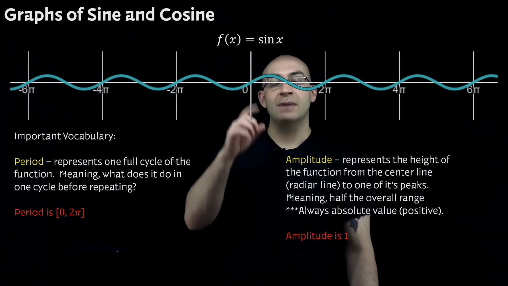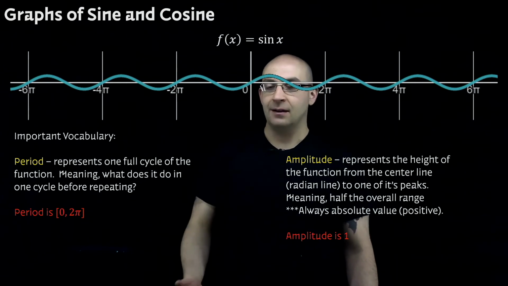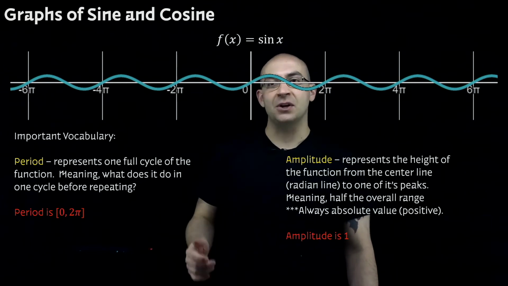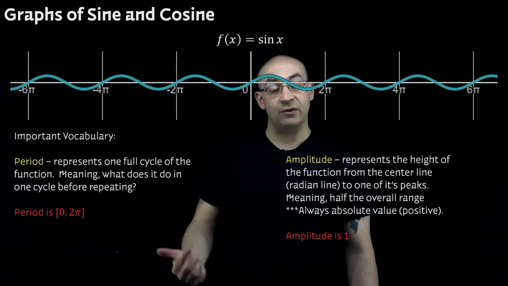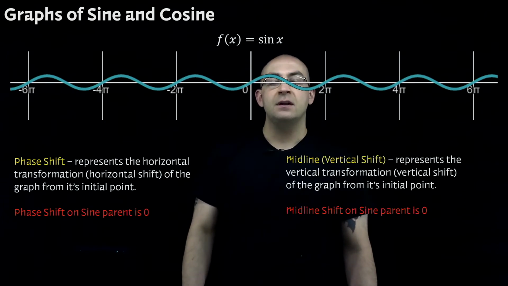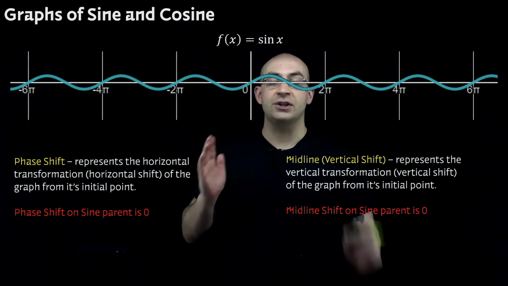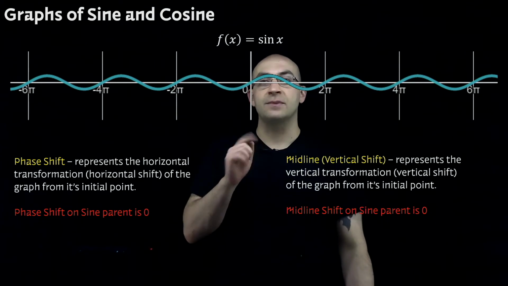So when we talk about the basics, these vocab words are where we're really kind of honing in on. Obviously, it's going to get way harder. So all of these characteristics or these vocabulary words are going to change in terms of their answers. Phase shift is the next one. Phase shift is the horizontal transformation or the horizontal shift from the initial point.